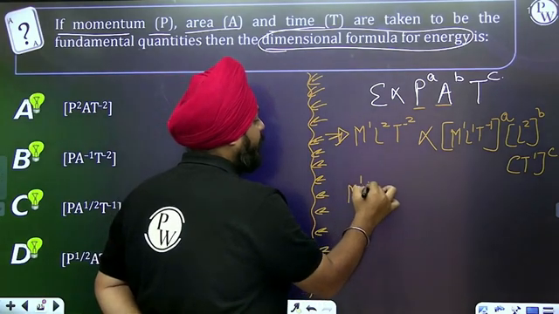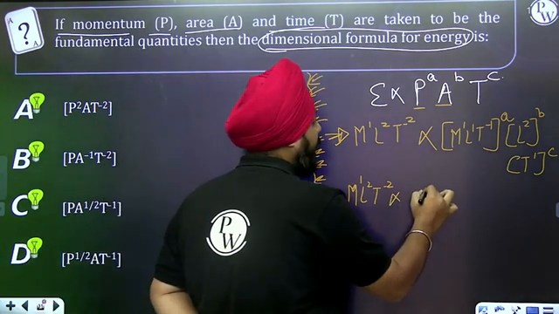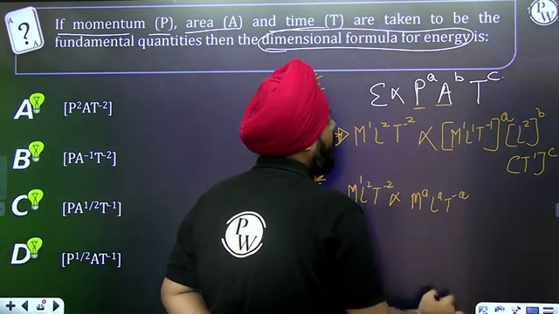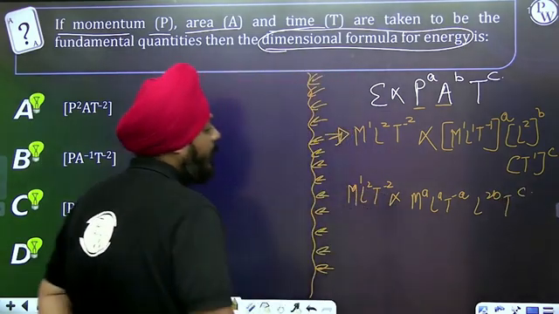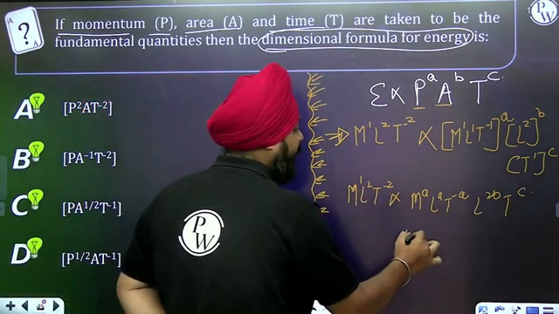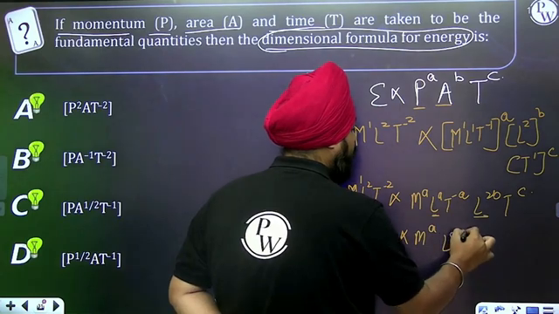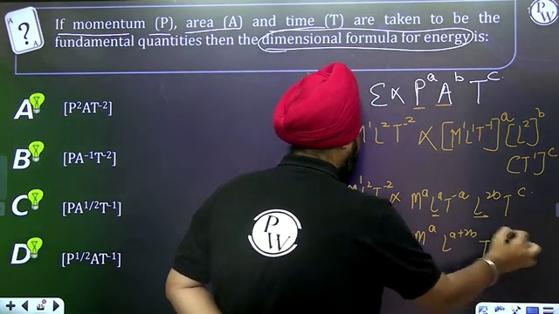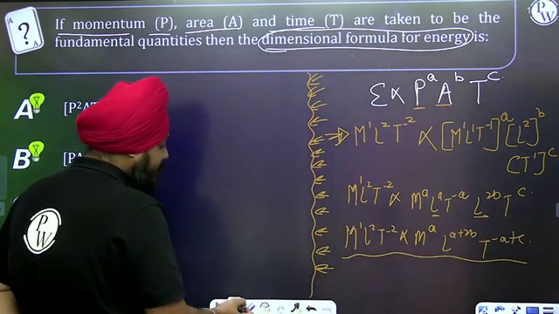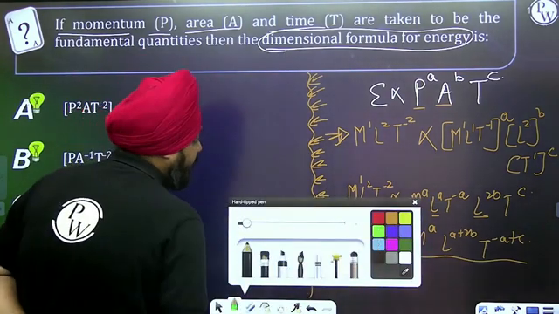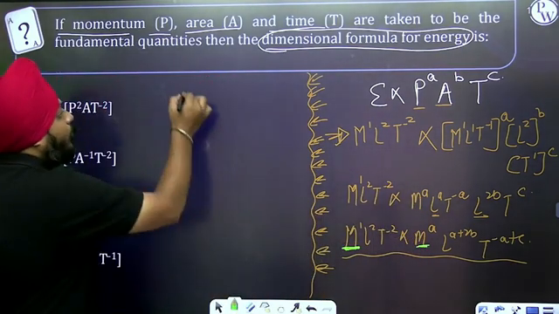So M^1 L^2 T^-2 is directly proportional to M^a L^a T^-a, L^2b, T^c. Combining the terms, we are getting M to the power a, L to the power a plus 2b, T to the power minus a plus c. And here it is M^1 L^2 T^-2. Comparing the terms on the LHS and the RHS, if I compare M, then I get the value of a as 1.